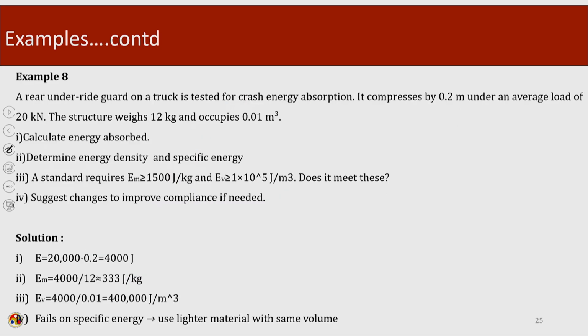Moving ahead, we now look into the next example. Here a rear underride guard is put on a truck and is tested for crash energy absorption. We can treat this as some sort of a guarding system or a plate fin type of system. It is compressed by 0.2 meters under an average load of 20 kilonewton. So, R naught equals 20 kilonewton. This is the signature of the energy absorber.